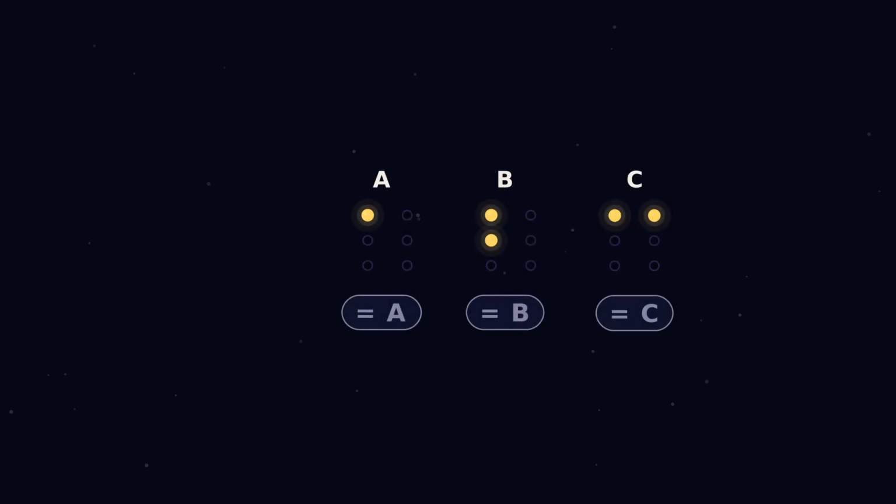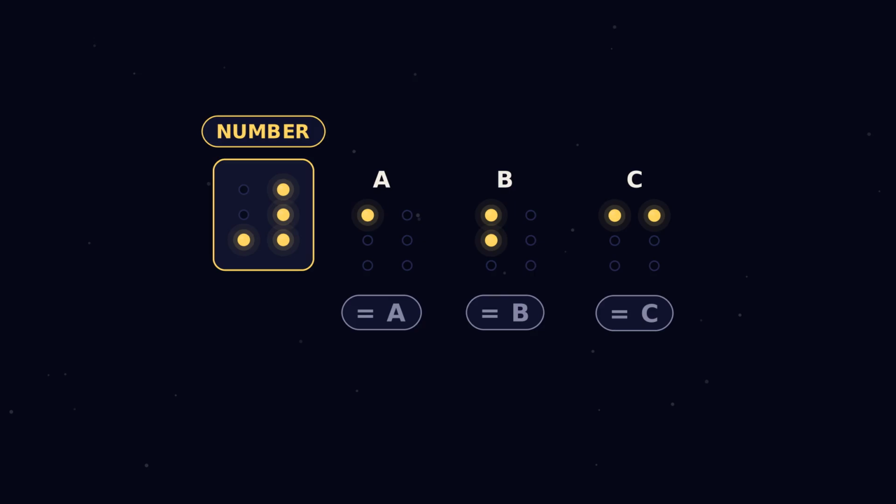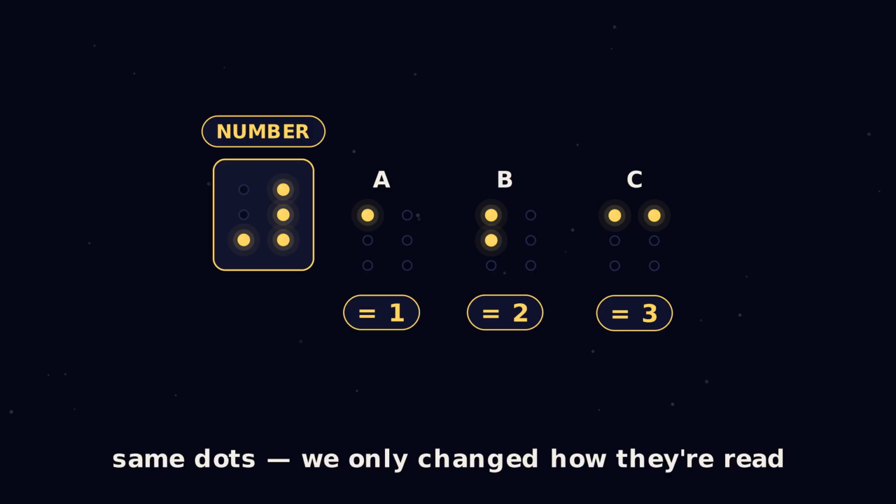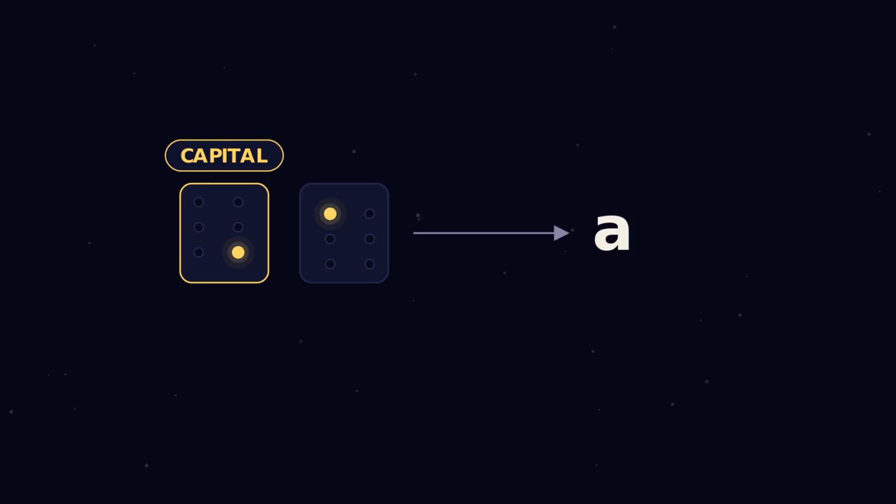Watch closely. Here's the pattern for A. But first, I'll set a special little cell in front of it, a signpost. And all it says is, what comes next is a number. And now that very same A isn't an A at all, it's a 1. B turns into 2. C turns into 3. Nothing about the letters changed. We only changed how they're read. Want a capital? There's a signpost for that too. Set it down. And the next letter stands up tall.